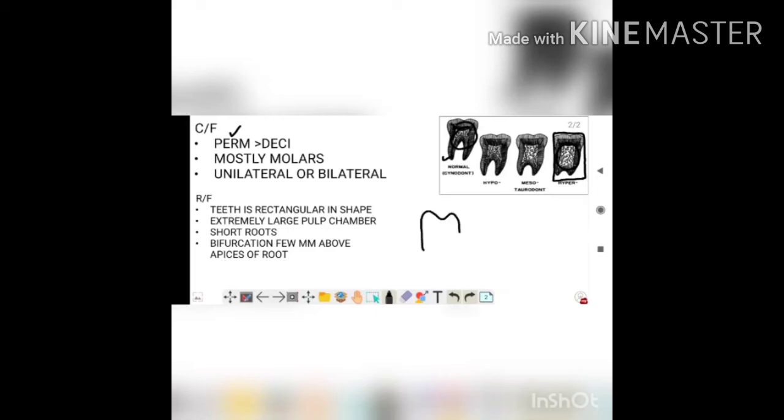See this diagram. This is the apices. This is the bifurcation. This distance is just a few millimeters. So what is taurodontism? It is a peculiar dental anomaly in which the body of tooth is enlarged at the expense of roots. It means bull-like teeth, and the term was given by Sir Arthur Keith in 1913.